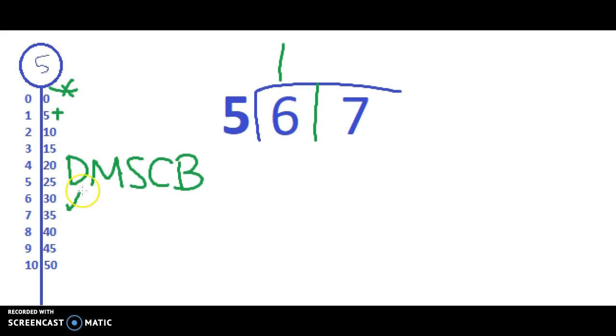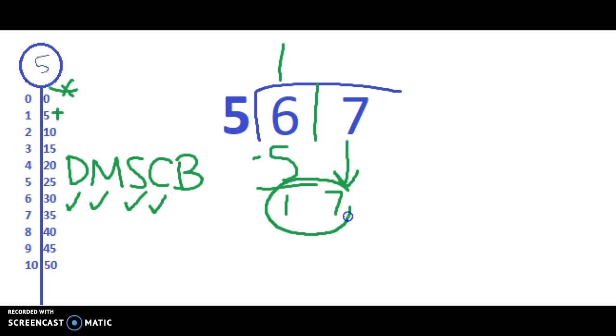Check for divide. I'm going to multiply 1 times 5 equals 5. Check for multiplication. I'm ready to subtract. 6 minus 5 equals 1. Check my work. Is 1 smaller than 5? Yes. B stands for bring down. I'll bring down the 7. Circle my new number, 17. Whenever I bring down, this tells me I have to start over again.